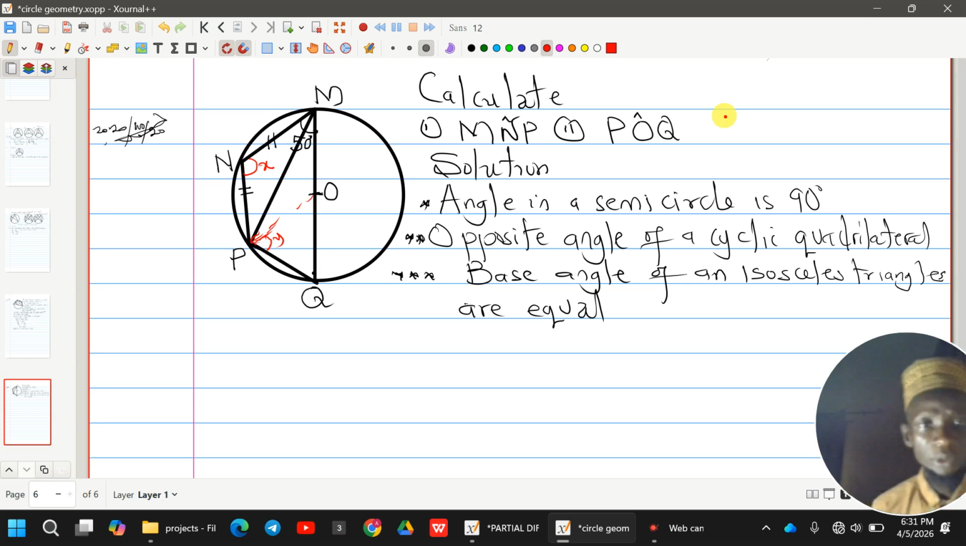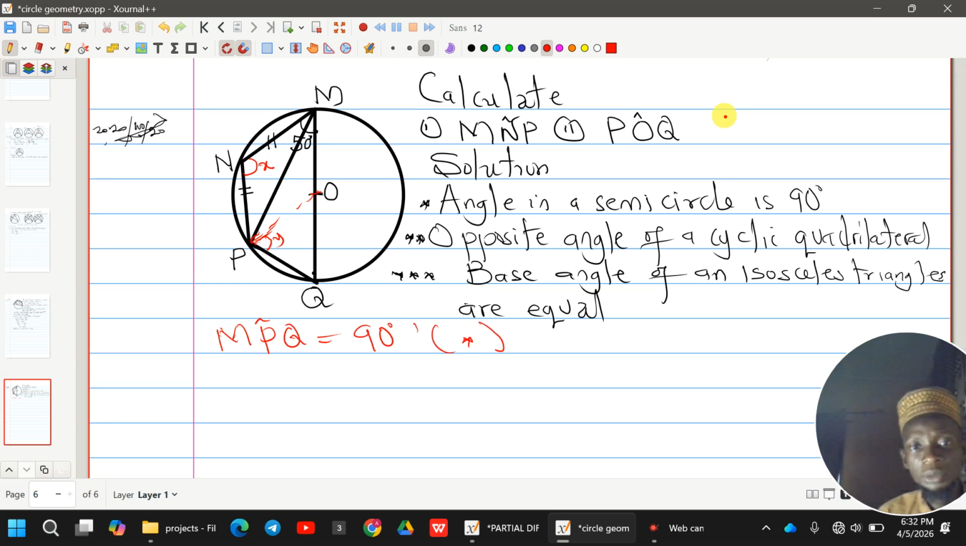Now the first thing we are going to do here is, when you look at this one, MPQ is equal to 90. Okay, take note, it's 90. Angle in a semicircle. Just write this here. Now if this one is 90, the whole of this one is 90.